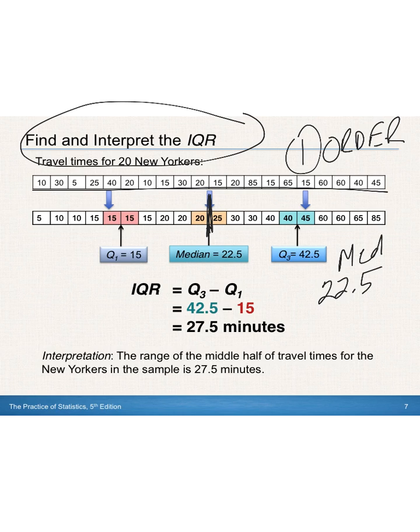And then they look for the middle of the bottom half of the data, which in this case is 15 and 15, so the average is 15. And the middle of the top half of the data, the average of that is 42.5. The interquartile range would be the difference of these two: 42.5 minus 15, which would give you 27.5 minutes.